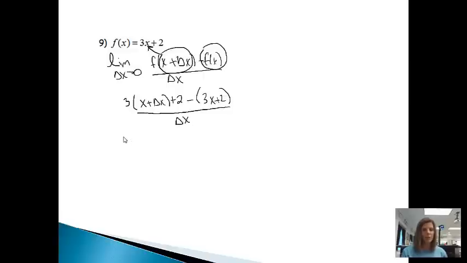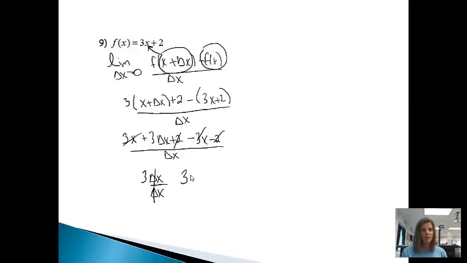Now I'm going to get rid of my parentheses. So I'll get 3x plus 3 delta x plus 2 minus 3x minus 2 all over delta x. Just like I want, my x's cancel out and my 2's cancel out. So I'm left with 3 delta x over delta x. My delta x's cancel, so I'm just left with 3. If I'd like to find the limit as delta x approaches 0, there's nothing to plug in for delta x anymore, so my limit is 3. So we have just found that f prime of x, the derivative of the function, is equal to 3.